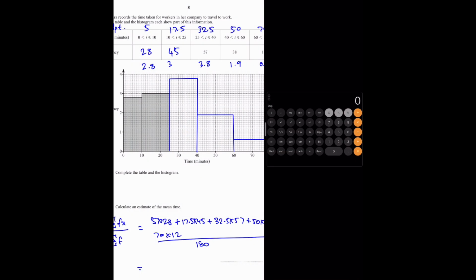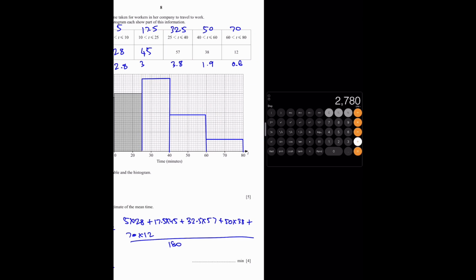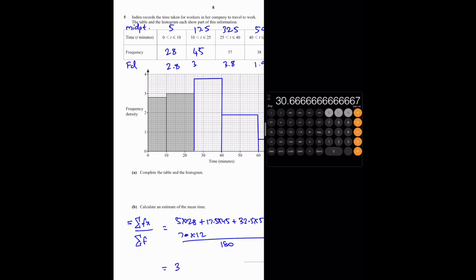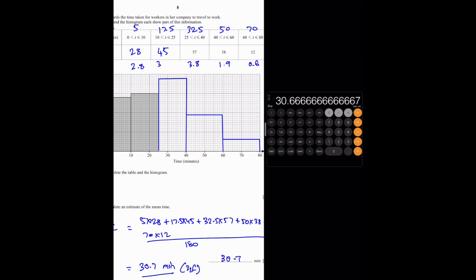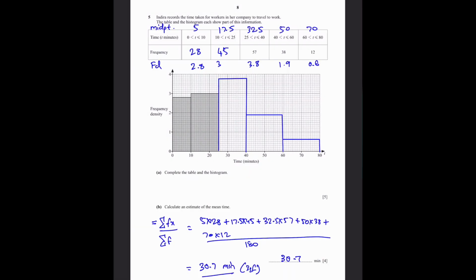Here we go. 5 times 28 plus 17.5 times 45 plus 32.5 times 57 plus 50 times 38 plus 70 times 12. 5520 divided by 180 to get 30.7 minutes, to 3 significant figures. That's our answer. Now we can go to part C.